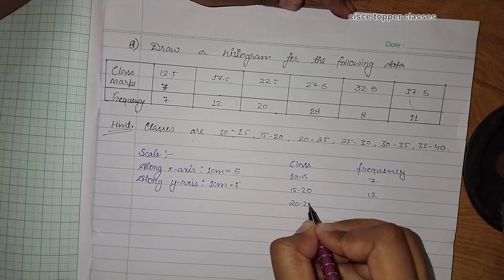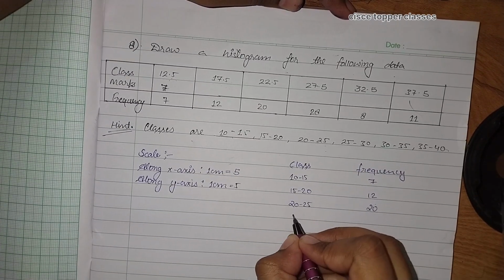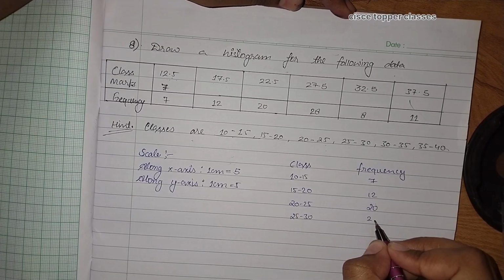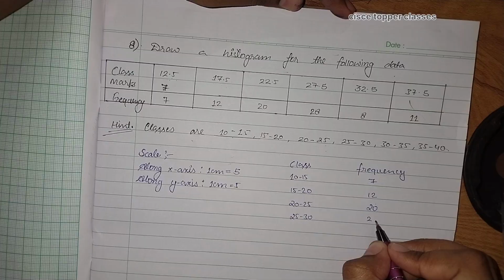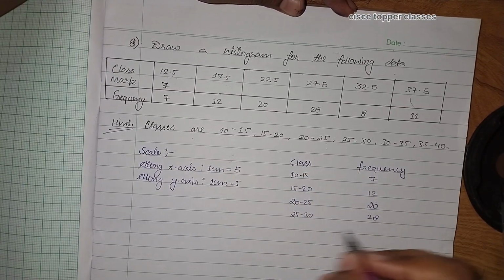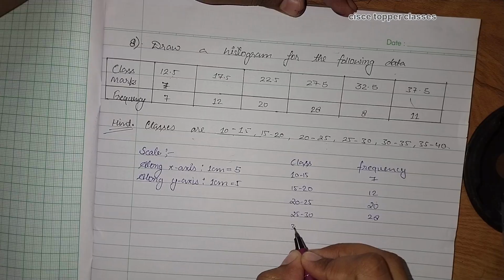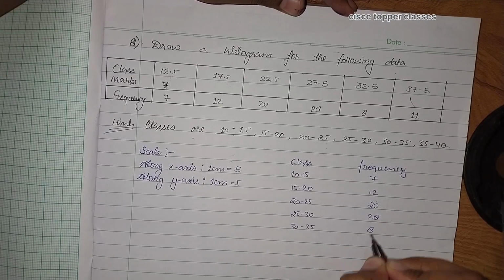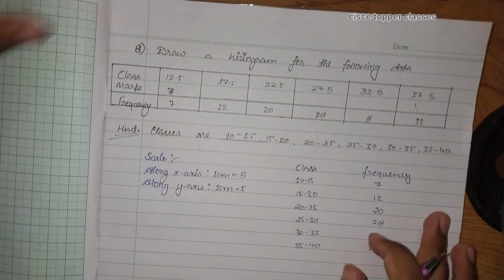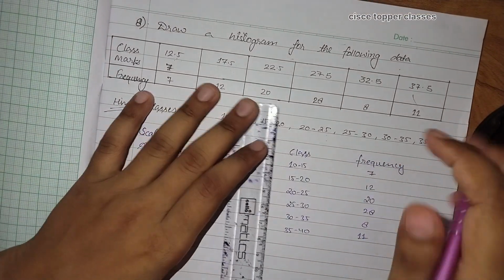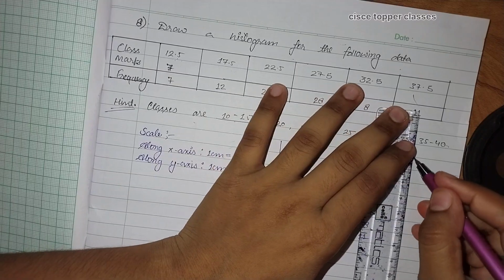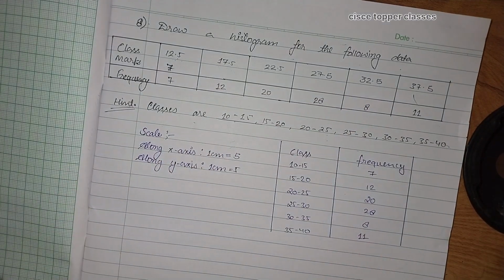Then 20 to 25 has frequency 20. Afterwards 25 to 30 has frequency 28. Afterwards 30 to 35 will be 8. Then 35 to 40 will be 11. So here these are the classes and frequencies. This is what we have to draw in the histogram.